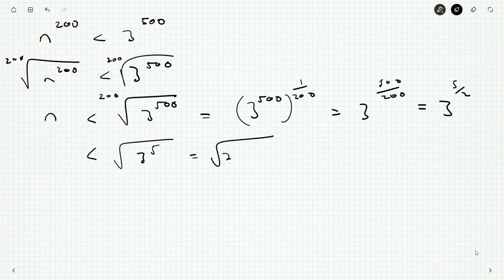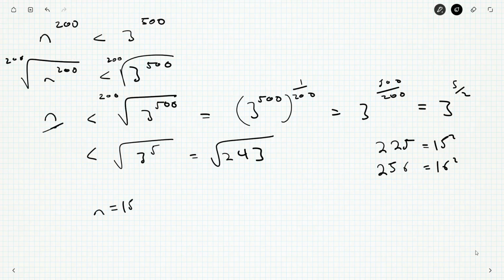And that's the square root of 243. And so, I haven't grabbed my calculator at all here, but what's the biggest square less than 243? Well, I start thinking of squares. 225 is 15 squared. What's the next one? 16 squared, but that would be 256, and that's too big. So the biggest positive integer n would have to be 15.